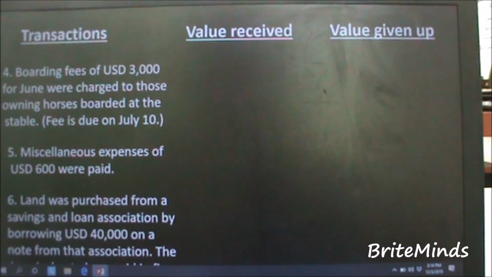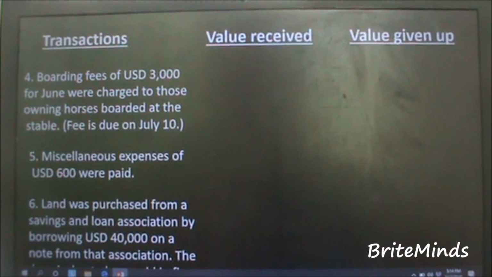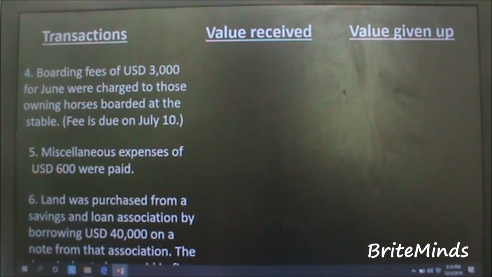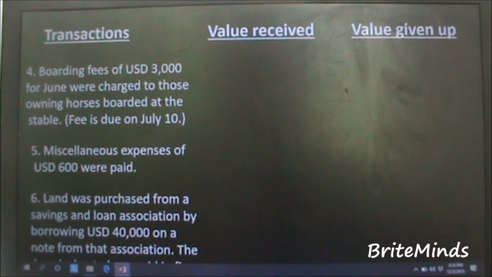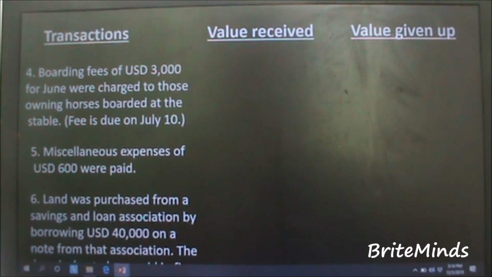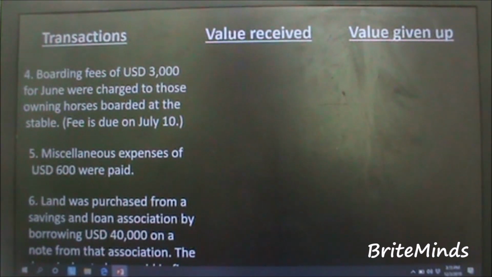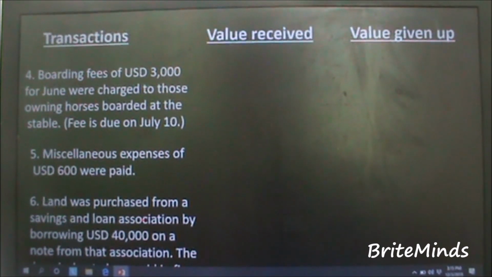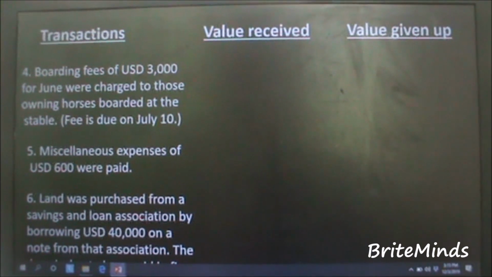So the next transaction states that boarding fees of 3,000 US dollars for June were charged to those owning horses boarded at the stable. The fee is due on July 10. So what will be the value received? It means that the business entity earned income from the customers. So boarding fee. What will be the value received?